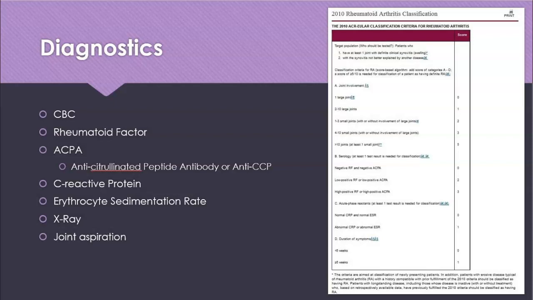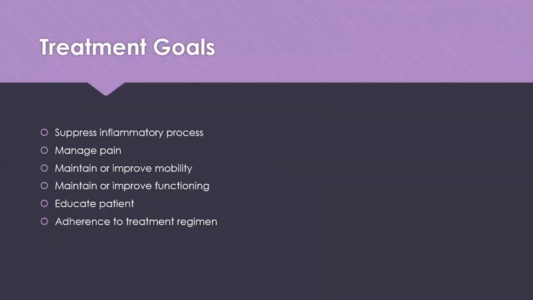If there is a lot of excess fluid in the joint, then when they do that aspiration, if they remove it, it may help with some of the symptoms that are occurring. Some of the treatment goals for rheumatoid arthritis are to suppress that inflammatory process. So it's an autoimmune disorder, so it's a chronic, lifelong condition. There is not a cure for it. So it's really a matter of maintaining as much as possible.